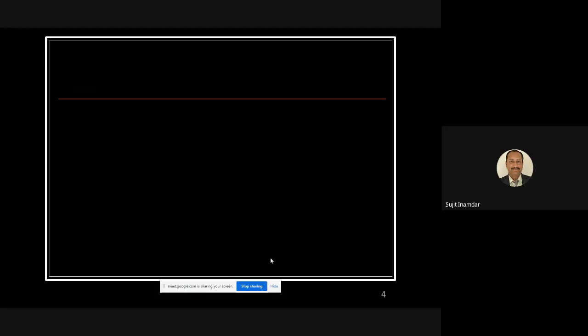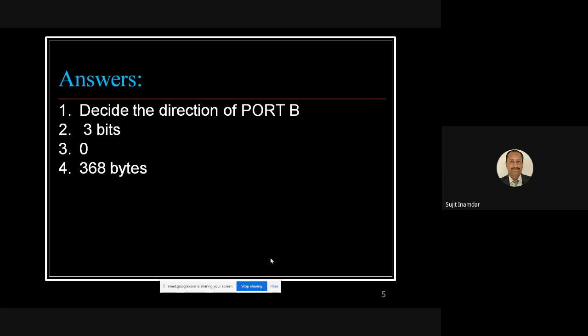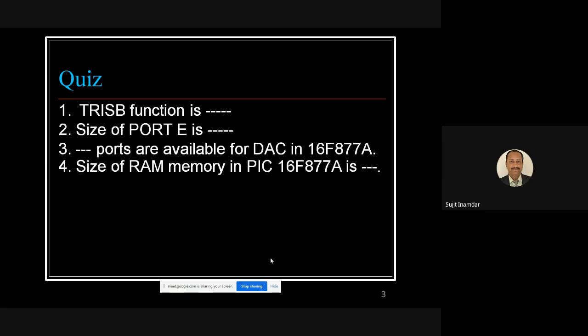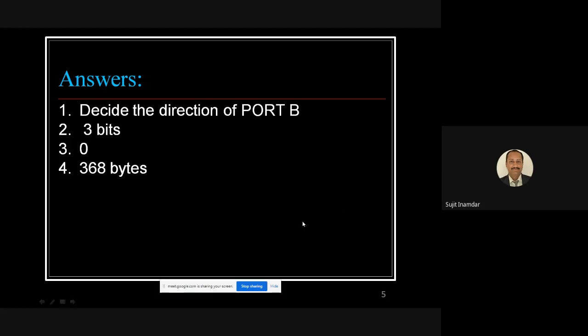The answers for these 4 questions: decide the direction of port B. Then 3 bits, that is the E port. And DAC is not available at all in the PIC 16F, so 0 ports are available for DAC. And the RAM size is 368 bytes. So these are the questions. Be firm on that. Read the words carefully so that you are not wrongly writing the answers in the exam.